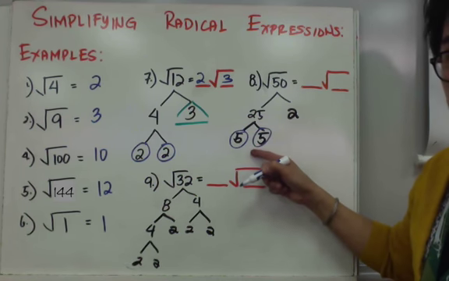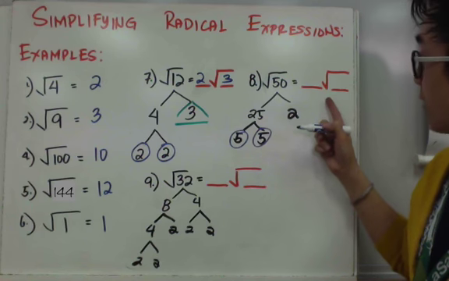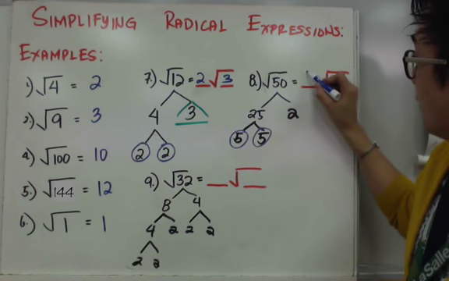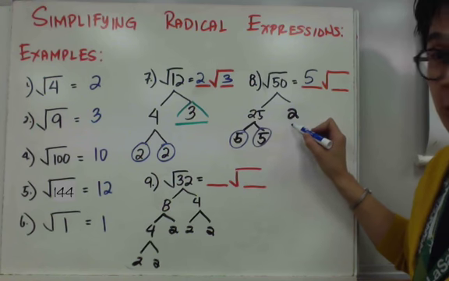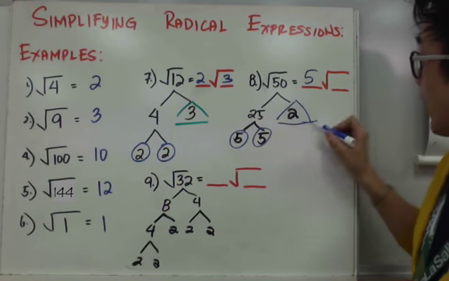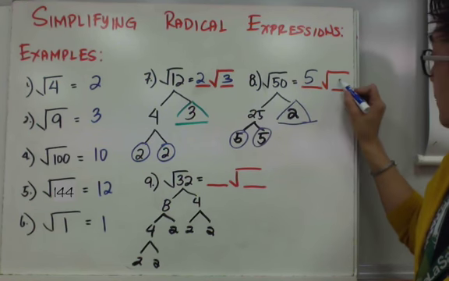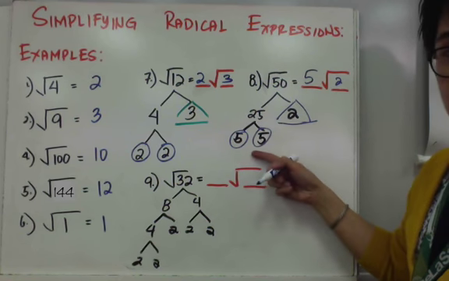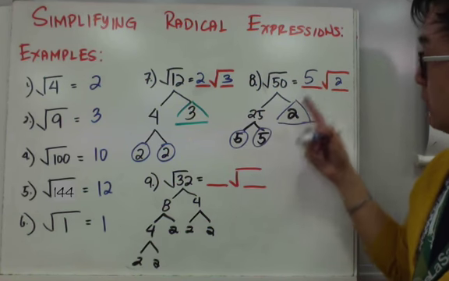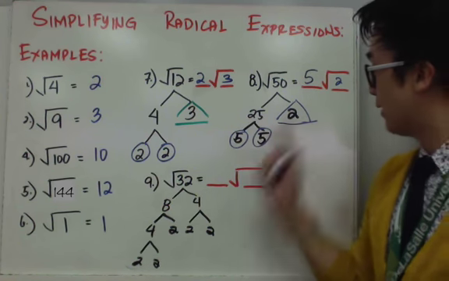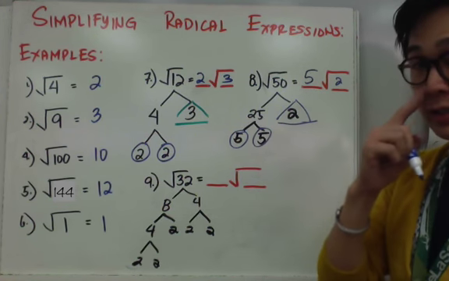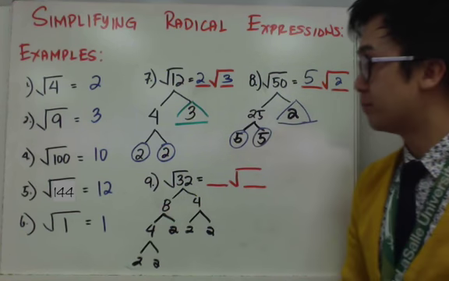So if we have a pair, it can go outside the radical. So this pair of 5 will be outside. And since 2 is single and it doesn't have any partner, it will stay inside the radical. So pairs can go outside the radical, and the single numbers will stay inside. Like this one, we only have 2 as a single number, so 2 will stay inside.